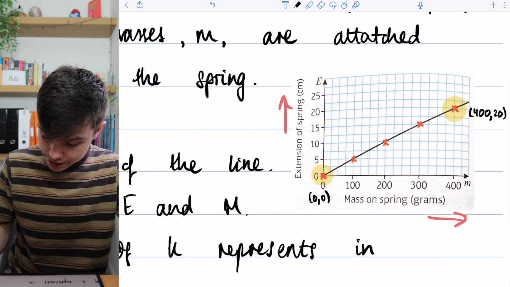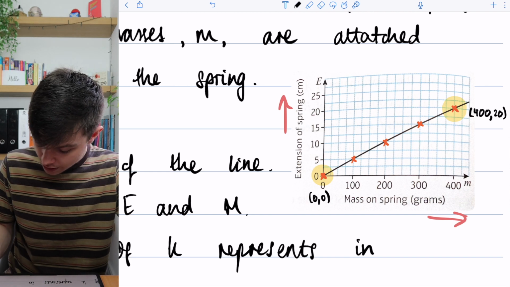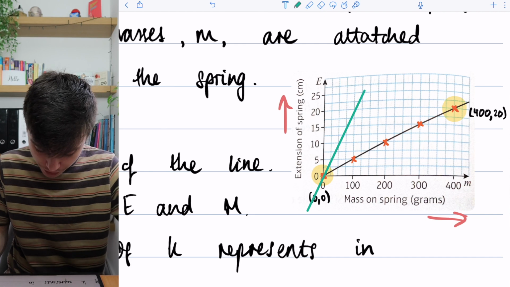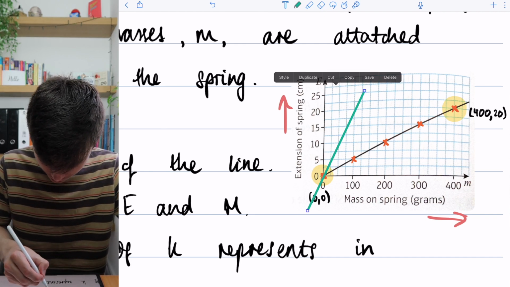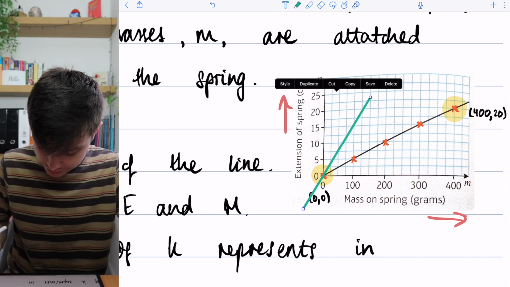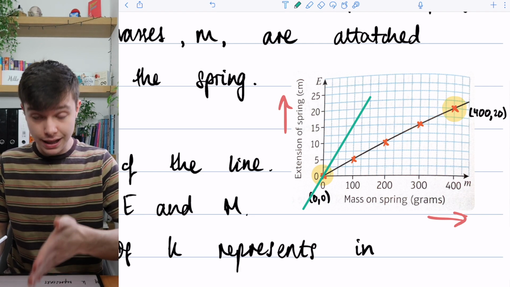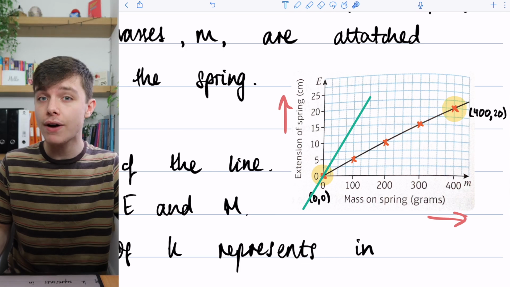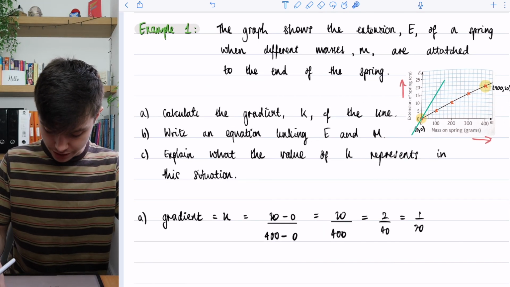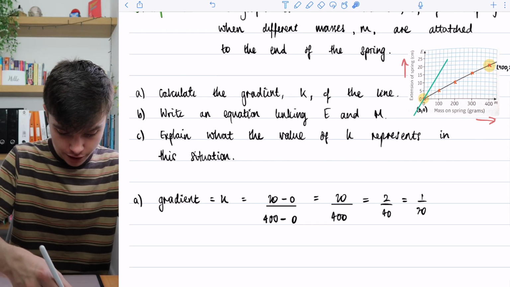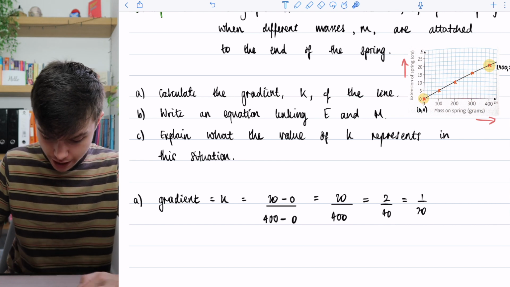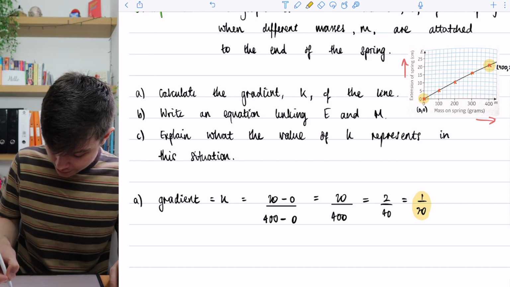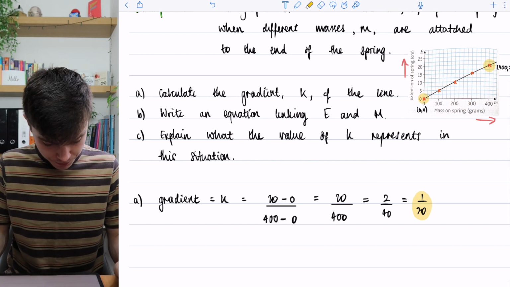And we can see that because if it had a gradient of 1, it would look something like that green line there. And we can clearly see, maybe a little bit more like that actually, that line is a lot steeper than the line that we're drawing here. So it's got to have a gradient less than 1, which exactly it does. It's got 1 over 20. Okay, so that's the gradient of the straight line. We'll highlight that in yellow, and that's our value for k.